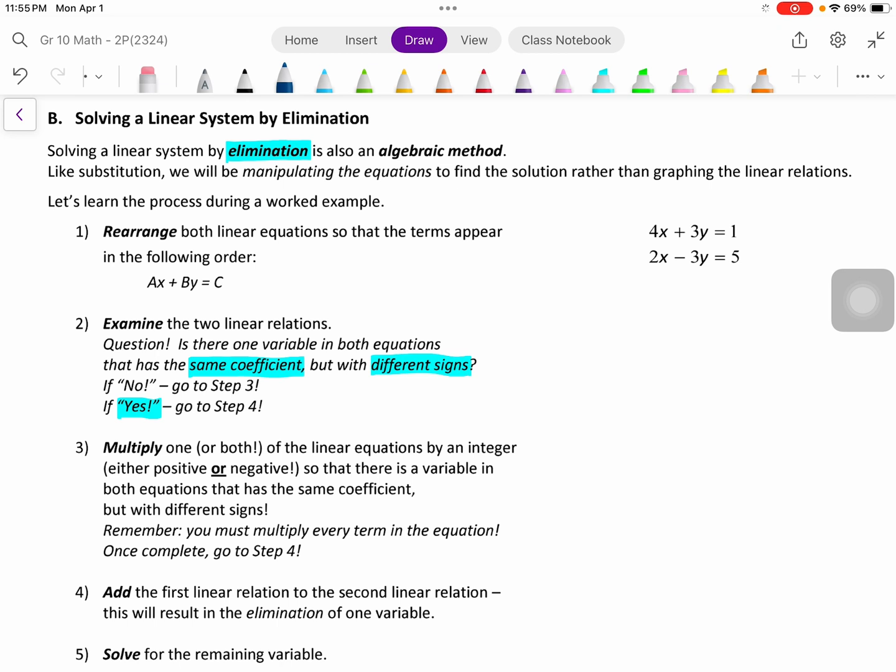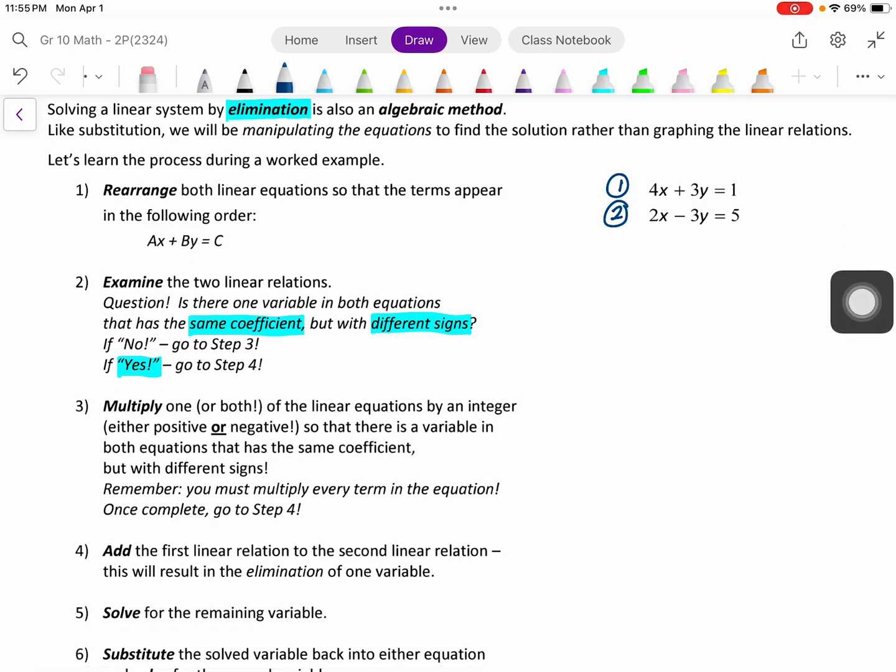Although before we do that, let's just quickly label our equations: the first equation and the second equation. Step 4 says that we are going to add the first equation, or the first linear relation, to the second one, and that is going to eliminate one of the variables. The reason is that we have a positive 3y and a negative 3y. So when I add 3y plus negative 3y, that gives me 0y. 0y means 0 times y, and 0 times anything is 0. So I am eliminating my variable through this method.